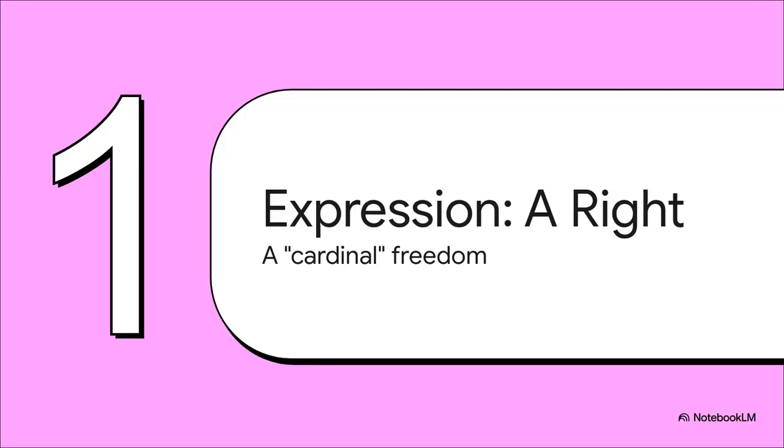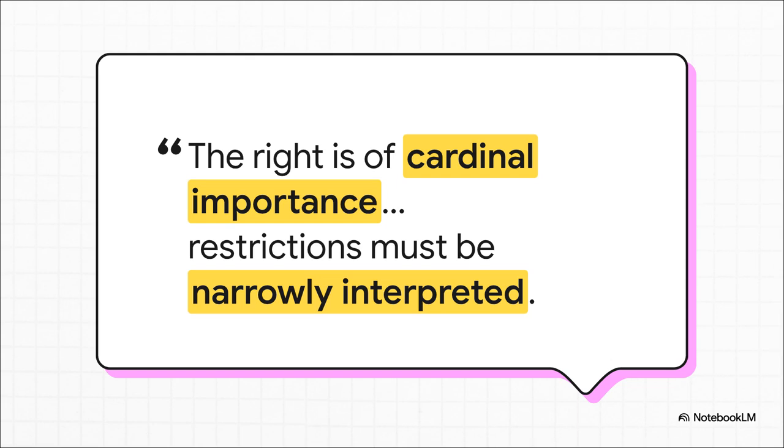First things first. Before you can even start talking about restricting a right, you have to establish just how important that right is. And when it comes to freedom of expression in Hong Kong, the courts have been crystal clear. This isn't just another right on the list, it's fundamental. You've got to pay attention to the language the Court of Final Appeal uses here. Words like cardinal importance and phrases like narrowly interpreted, that's legal code. It's the court signaling to the government, hey, if you're going to limit this right, you better have a really good reason, because we are going to be looking at it under a microscope.